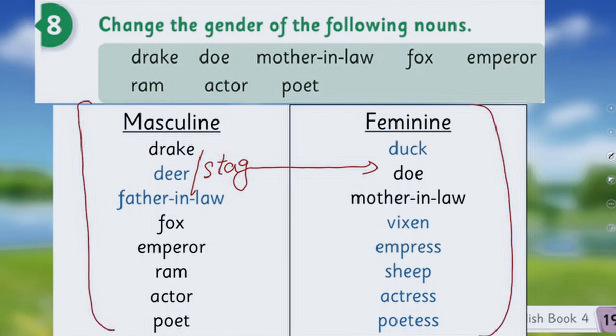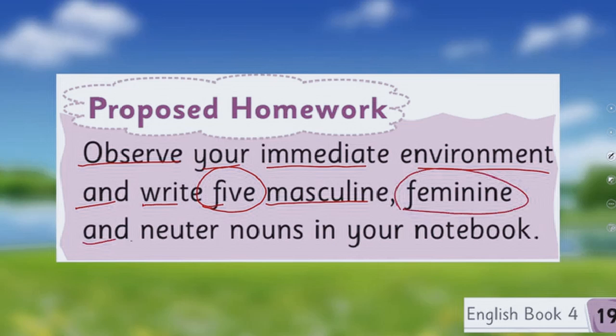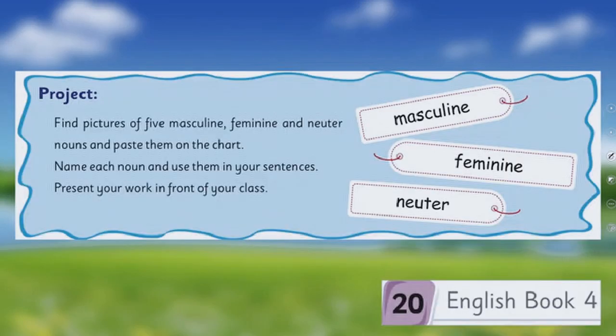Good job. Okay. So what we are going to do, I'm giving you homework. Observe your immediate environment and write 5 masculine, 5 feminine and 5 neuter nouns in your notebook. I'm giving you a project. It's given on page number 20 of your book.